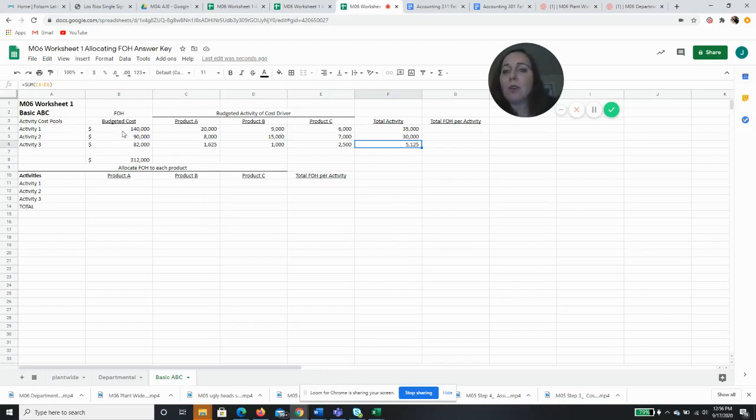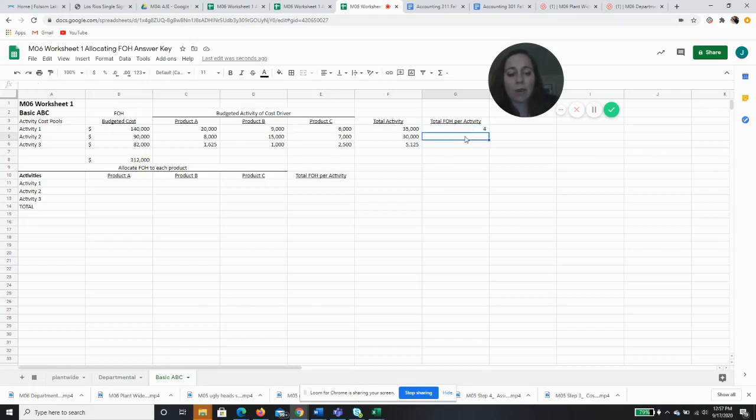So now we have our numerator, which is our costs, and we have our denominator, the total amount of activity that we're going to use. Maybe it's direct labor hours, machine hours, and space, square feet. So now to figure out our total factory overhead per unit of activity, we take our total costs and divide it by the amount of activity we expect to have. So for activity 1, a product that uses 1 unit of activity 1 would be allocated $4 of factory overhead.